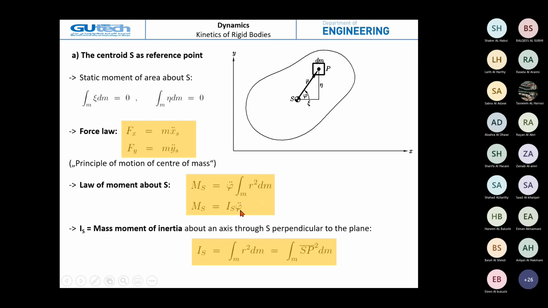If we change to any other point, the same equation applies: M_A equals I_A φ double dot. Take another point, the same principle. What changes? The body has the same angular acceleration at any point. What changes is only the moment of inertia.